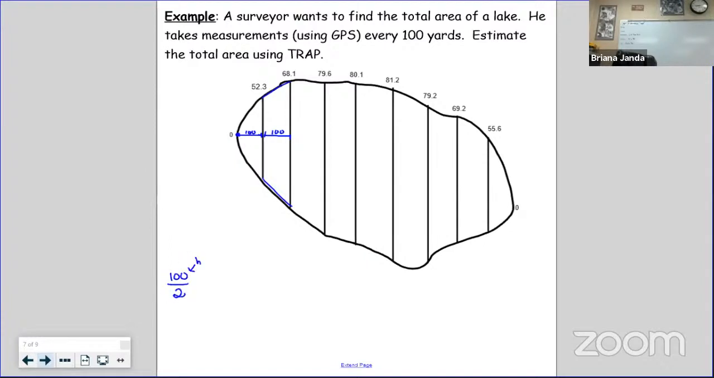Right, that's your height: 100, always divided by 2, for the 1/2 times the height, times... The trap rule says the first base, which is 0, will only be used once. All the rest of the bases will be used with 2 different trapezoids. So 2 times 52.3 plus 2 times 68.1. If you see this, you can factor out your 2 right here and just add up all of those inner bases, just not the first and the last, right? Kind of speed things up in your calculator so you don't have to take times 2 times each of those.